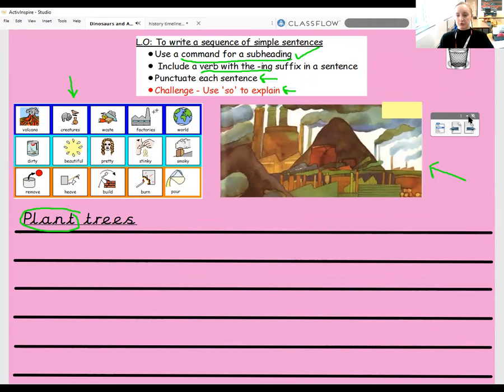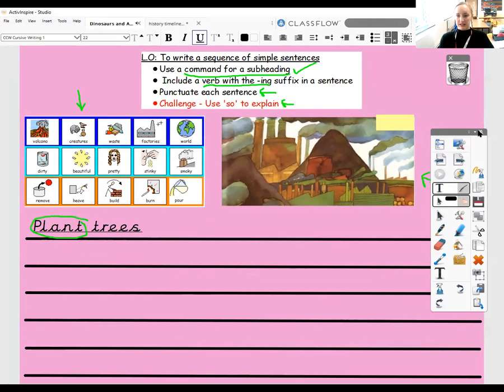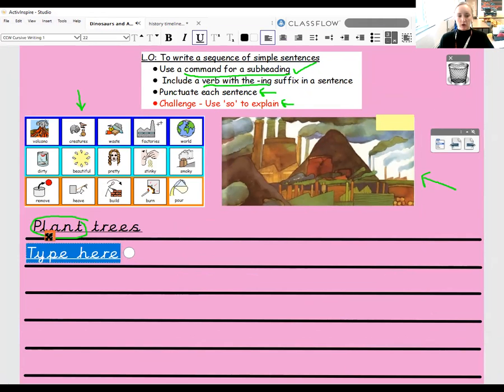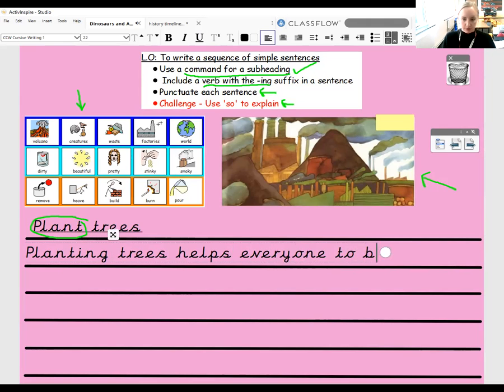So this section then is all about planting trees and planting new living things that can grow on our lovely planet. I'm going to start my section by including a verb with the ing suffix at the end. I think I'm going to start by saying planting trees helps everyone breathe. Yeah, planting trees helps everyone to breathe.